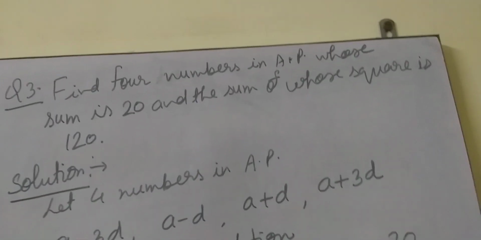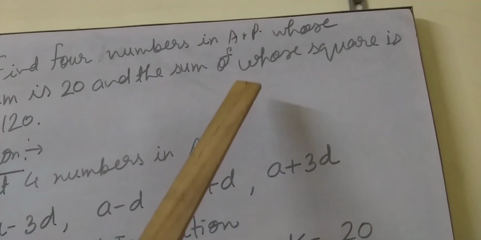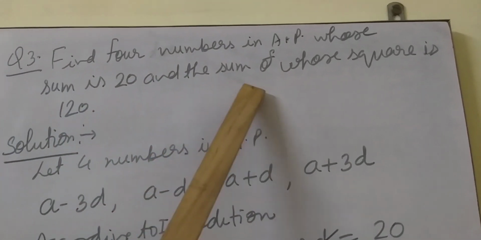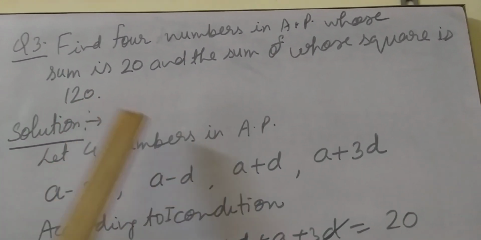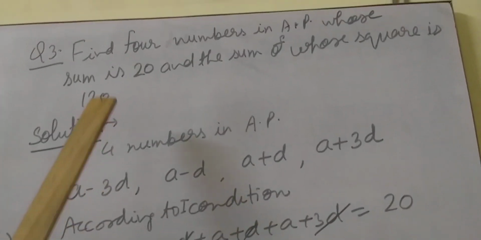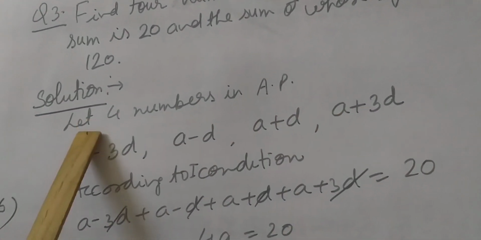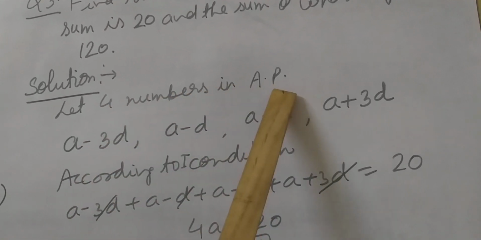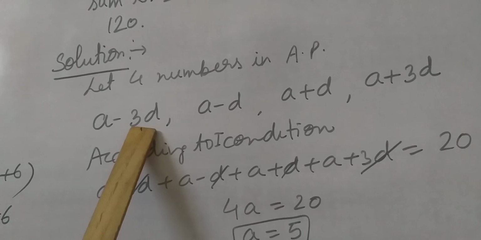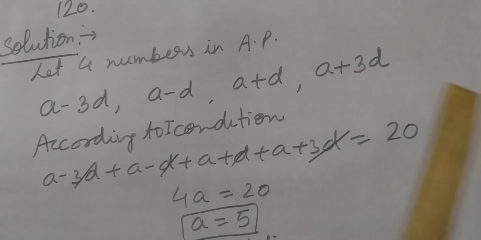Okay, students. Next question, students. Find 4 numbers in AP whose sum is 20 and the sum of whose squares is 120. So students, we have to suppose the first 4 terms in AP. So when 4 numbers are there in AP, we will take A minus 3D, A minus D, A plus D, A plus 3D.